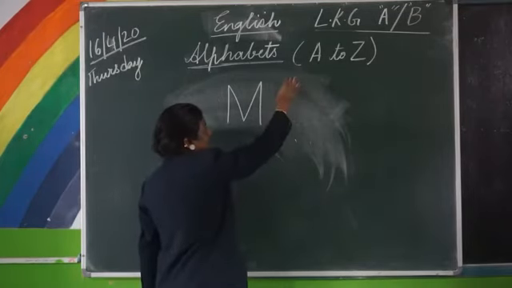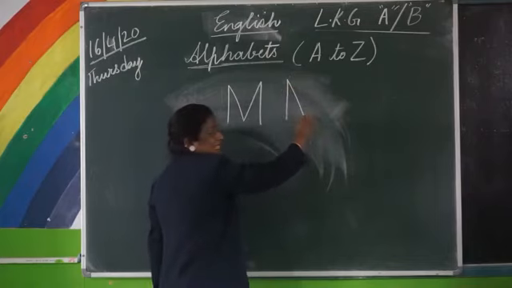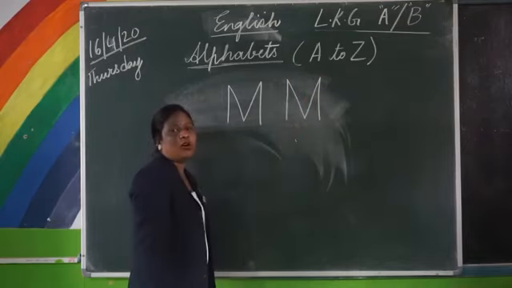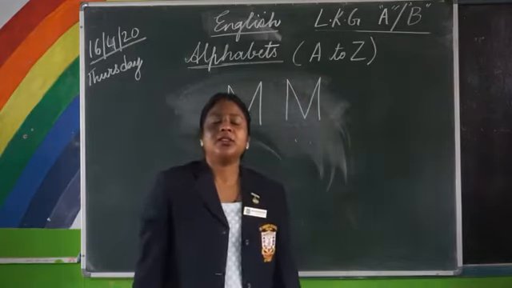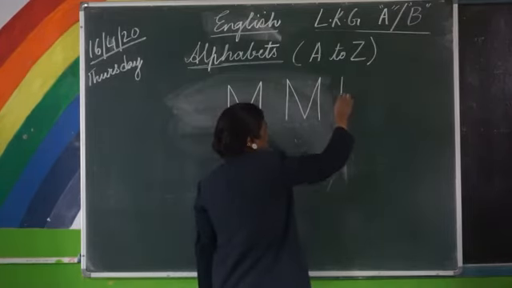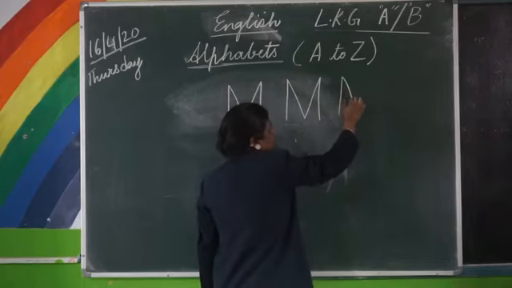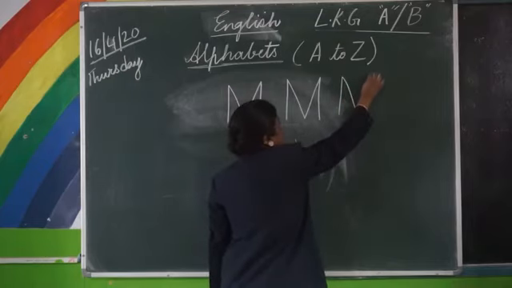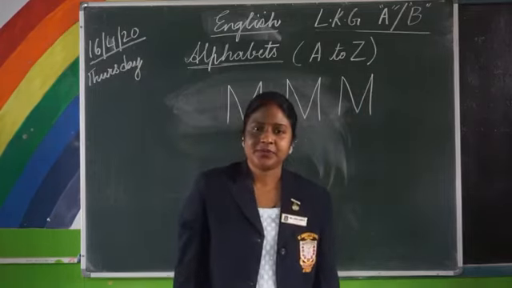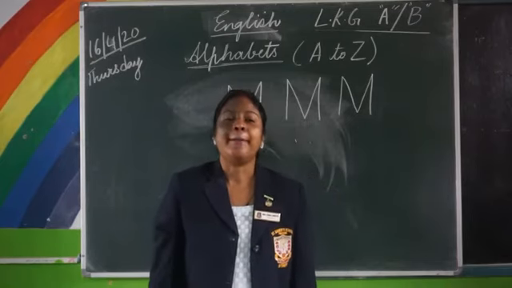A cross line down and a cross line up with a standing line, we make the letter M. A standing line with a slanting line, one more slanting line and a standing line makes letter M. M for mango.